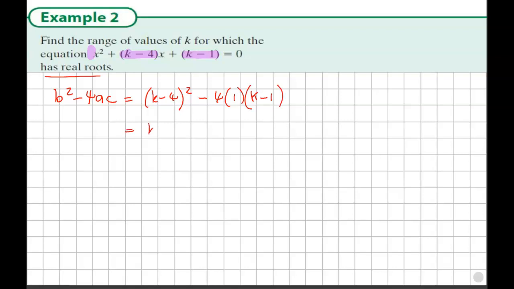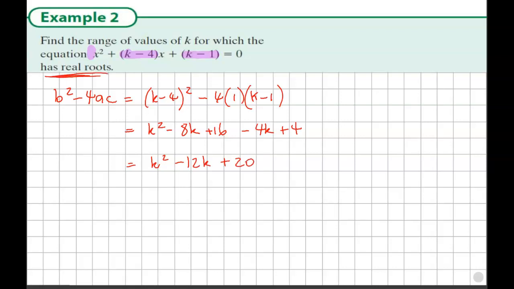So we've got k squared minus 8k plus 16. That's the expansion of k minus 4 all squared. And then if we expand this part, we end up with minus 4k plus 4, which all told simplifies to k squared minus 12k plus 20.